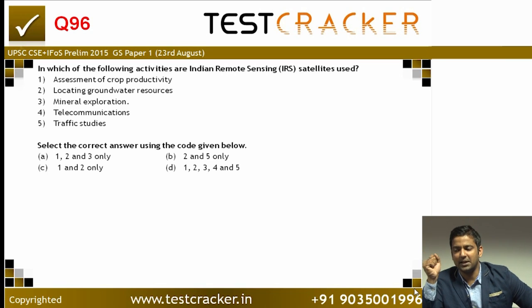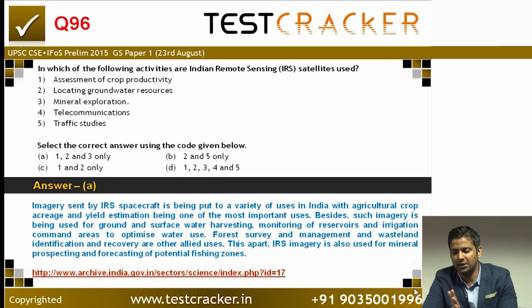5 is traffic studies. Now this may seem odd, you are not sure about traffic studies, so you go to the options with the belief that 1, 2 and 3 will be there, 4 will not be there. And if you look at the options, the only possibility is A, 1, 2 and 3 only, which means traffic studies is not a part of the activities of Indian remote sensing. And of course telecommunication is not. The correct option is 1, 2 and 3 only, option A.